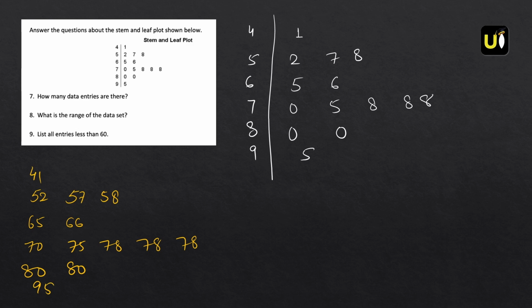All right. So here the first question says, how many entries are there? So we will count all of them: 1, 2, 3, up to 14. So here we have 14 data entries. Now we have to find the range. So range is equal to the maximum observation minus the minimum observation. So here maximum is 95 and minimum is 41. So this would be 54.